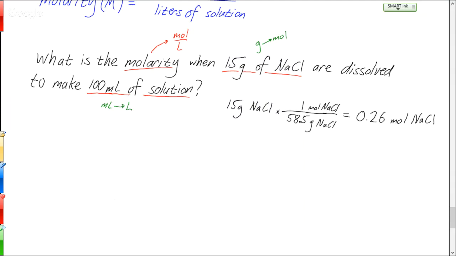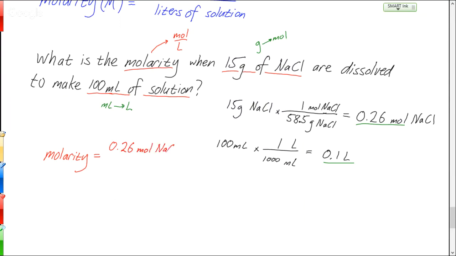We also have to convert the milliliters to liters. 100 milliliters. And we know to go from milliliters to liters, there's 1,000 milliliters in a liter. So that's going to be 0.1 liters. Now we have moles and liters, and so we can calculate molarity. So the molarity is going to be our moles, 0.26 moles, divided by our volume of solution, 0.1 liter. And that is 2.6.